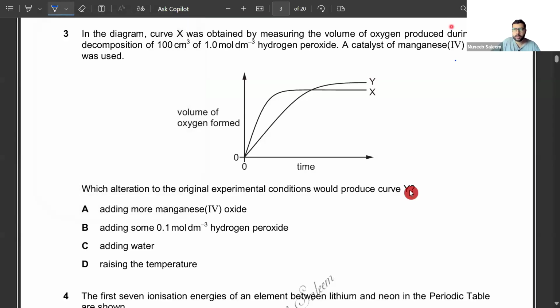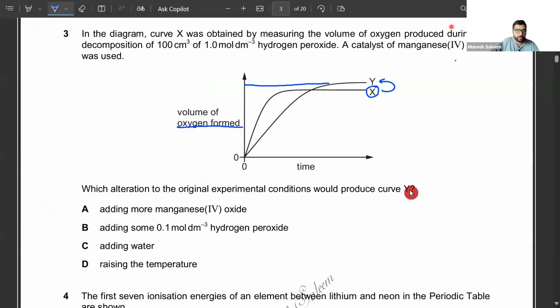Now what we see here is that we have X as the original experiment, and we have to convert it into Y by doing some alterations. So we see that in experiment Y, there is more oxygen produced. The volume of the oxygen produced in the second experiment is greater. So which experiment change should increase the amount of the oxygen?